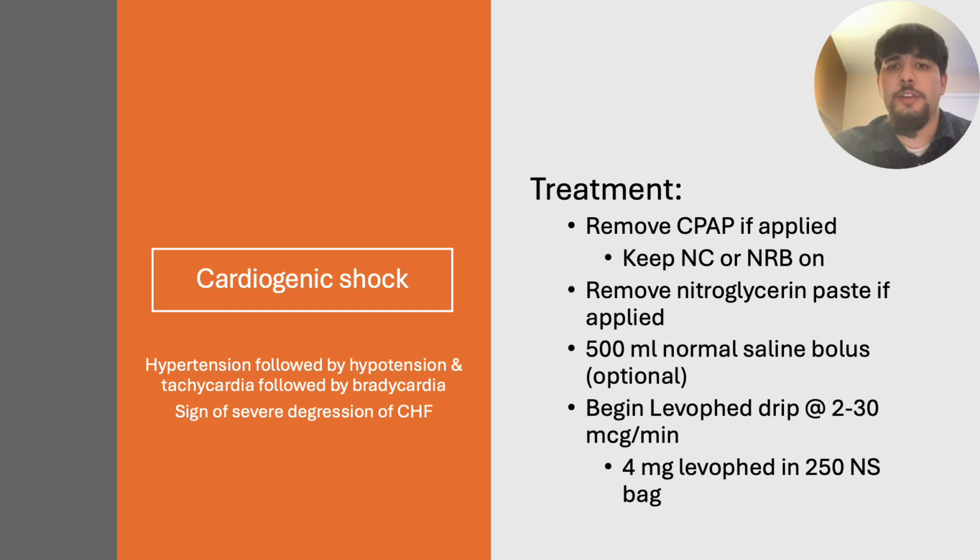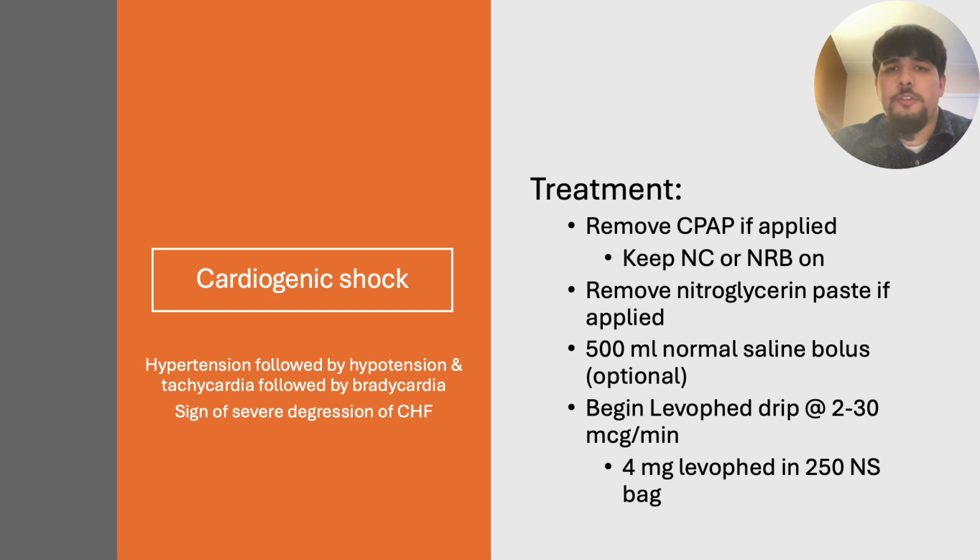So this is a good indicator that the patient is in cardiogenic shock: they begin the call with hypertension, and then it does follow with pretty severe hypotension, and they also begin the call with tachycardia, followed by severe bradycardia. This is signs of severe deterioration of congestive heart failure. This is why we try to take care of the moderate to severe and even the mild CHF exacerbation as quickly and effectively as possible, so we do not get to this point.